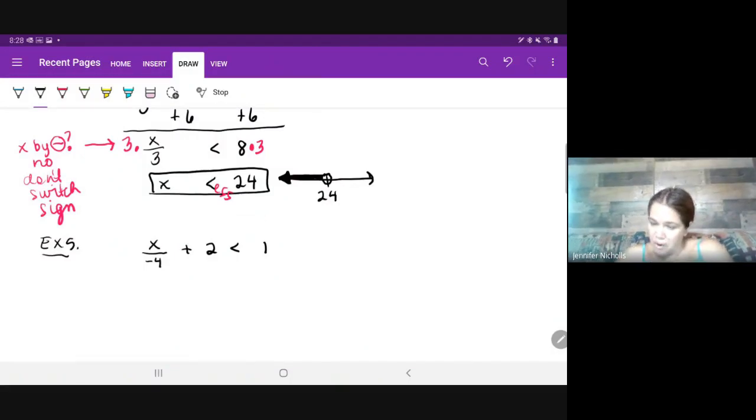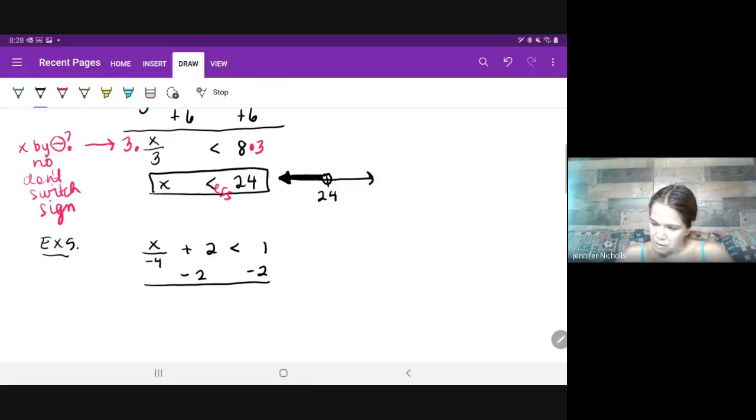Okay, you guys are correct. Subtract 2. So x over -4 less than -1. And then what?